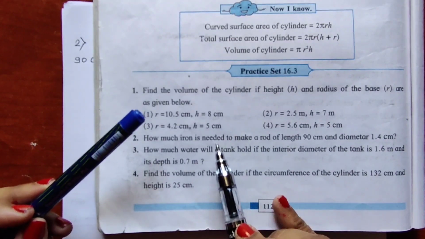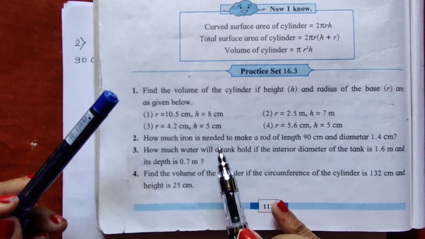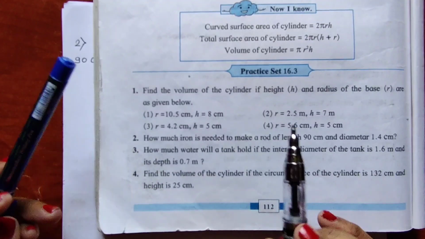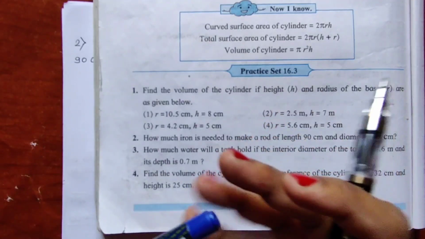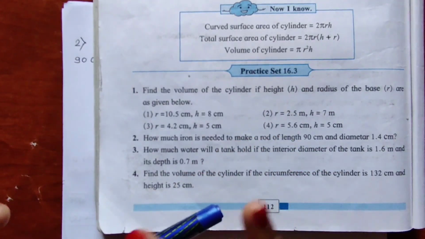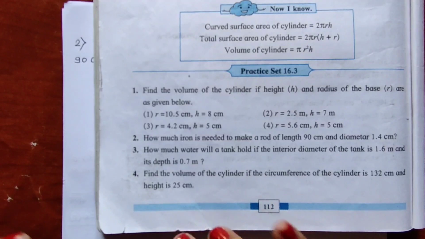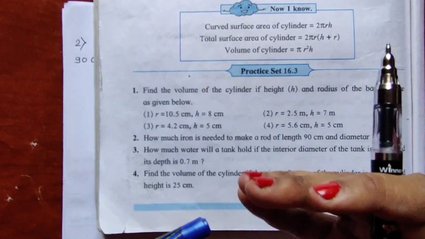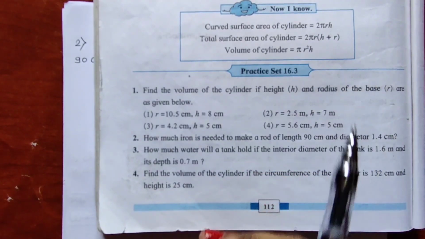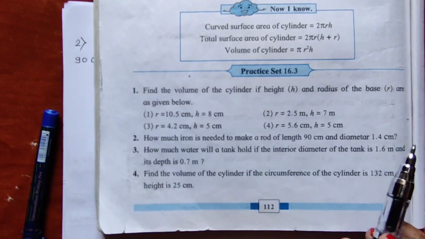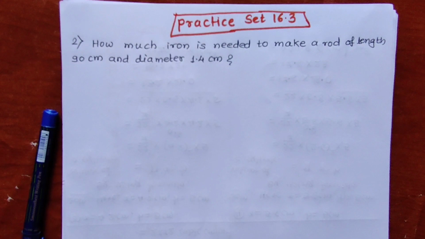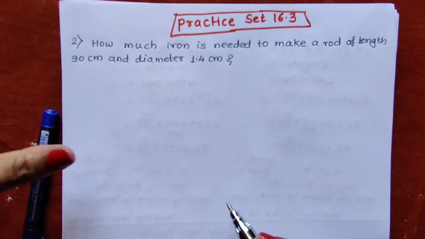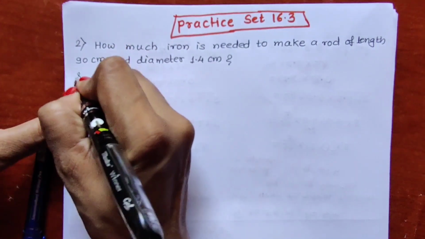We have to find out the quantity of iron needed to make the rod. That means what? Actually we have to find out the volume of that iron rod. Quantity of iron needed means what? We have to find out the volume. How much iron is needed to make the rod. So we have to find out the volume. How much iron we require to make that rod. So let us see how to solve the sum. I have written the question on my page. We start our solution.